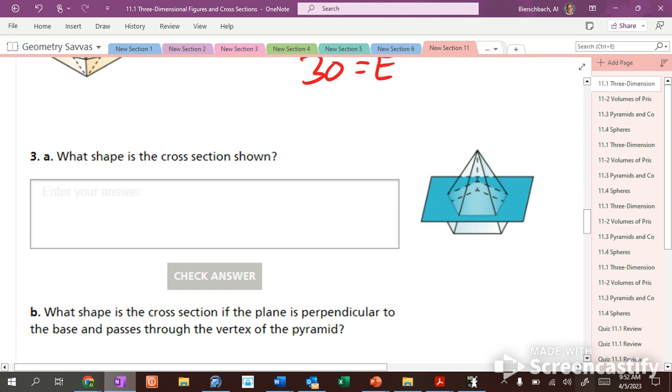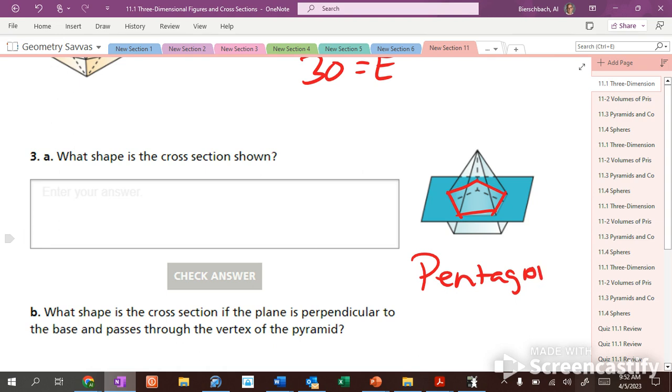Karate chop. So if we karate chop this off here, if we go parallel to the base, the cross section will be the same as the base. Okay? What does that look like it's going to be? 1, 2, 3, 4, 5. What's a 5-sided figure called? Pentagon. Okay? Now, if I slice it down this way, it's going to be a triangle. Exactly. Okay?